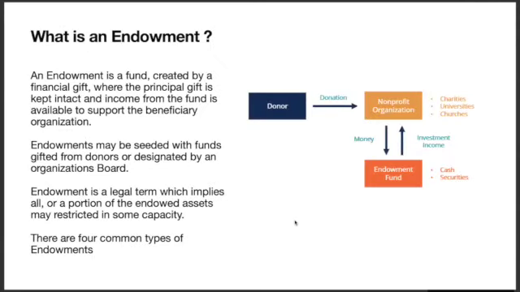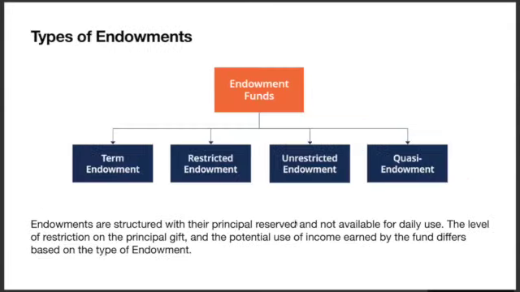So I'll first start off by saying, at a very high level, what is an endowment? An endowment is a fund that's created by a principal gift, where the gift is kept intact and income from that fund is available to support the beneficiary organization. And endowments can be seeded in a couple of different ways. They can be seeded from board designated funds or with gifts from donors. The restrictions there and how the income can be spent is dependent on the type of endowment that you have. And there really are 4 common endowments.